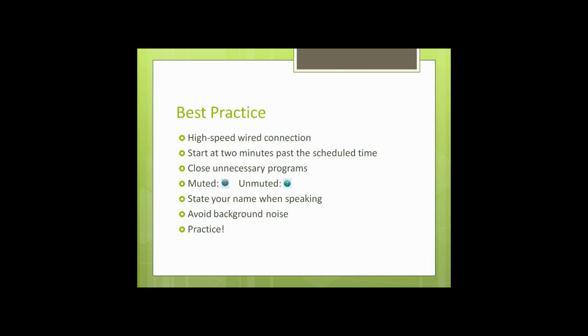Also, be aware of your own muted and unmuted status. This is indicated by the green microphone or telephone icon in the Grab tab along the side of your control panel, and then a red line through the icon will indicate that you are muted. A green icon indicates that you're unmuted.